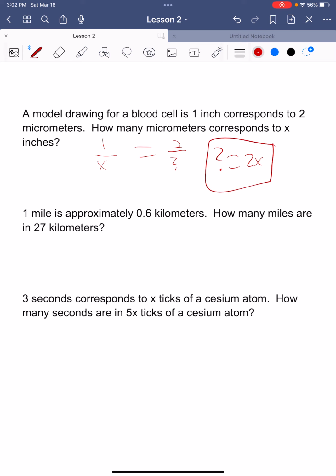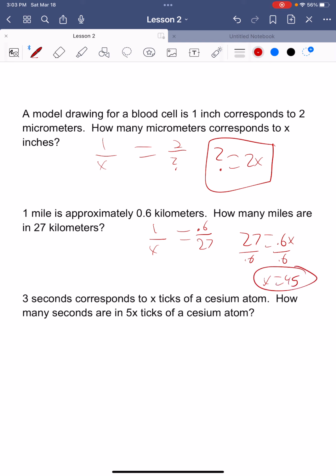1 mile is approximately 0.6 kilometers. How many miles are in 27 kilometers? So we'll create our fractions. We know 1 mile over some number of miles is 0.6 kilometers over 27 kilometers. So that means 27 equals 0.6x. We divide by 0.6. 27 divided by 0.6 using our calculator gets us 45.